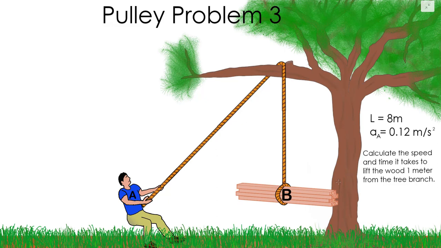So with this problem, it says calculate the speed and time it takes to lift the wood 1 meter from the tree branch. I say 1 meter because we don't want it to break the tree branch.